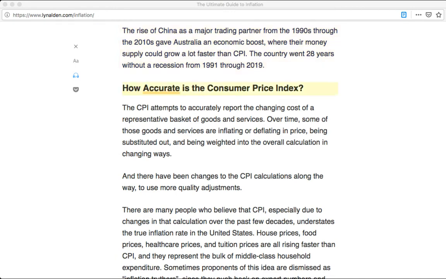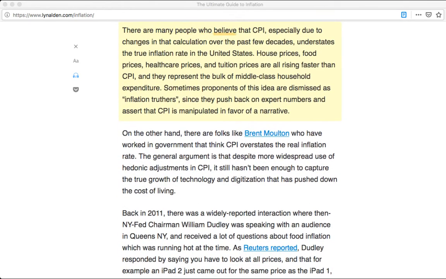How accurate is the Consumer Price Index? The CPI attempts to accurately report the changing cost of a representative basket of goods and services. Over time, some of those goods and services are inflating or deflating in price, being substituted out, and being weighted into the overall calculation in changing ways, and there have been changes to the CPI calculations along the way, to use more quality adjustments. There are many people who believe that CPI, especially due to changes in that calculation over the past few decades, understates the true inflation rate in the United States.